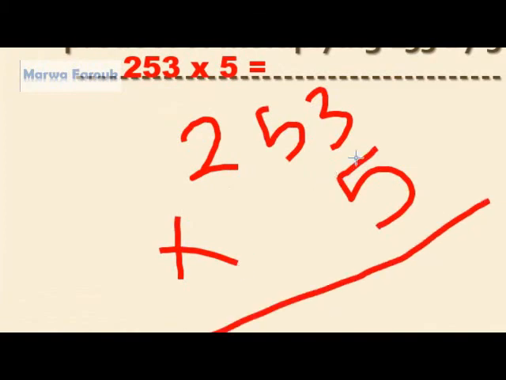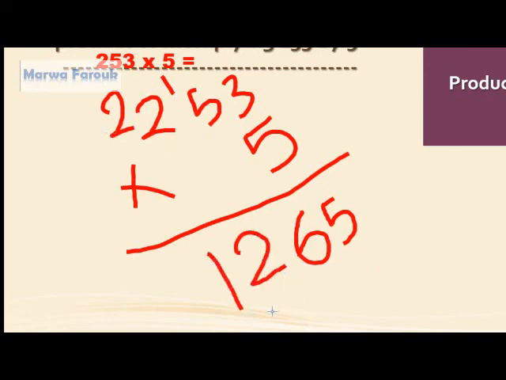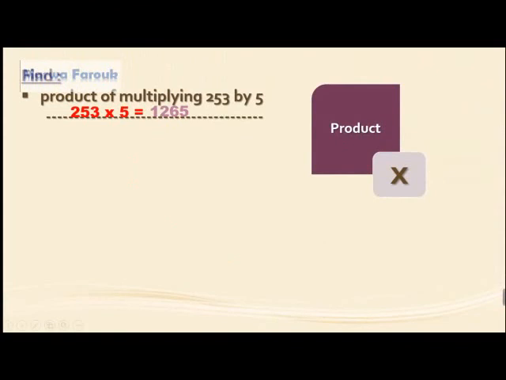3 times 5, 15. I will write 5 and carry 1. 5 times 5, 25. And 25 plus 1 equals 26. I will write 6 and carry 2. Now 2 times 5 equals 10, and 10 plus 2 equals 12. So I will get 1,265.